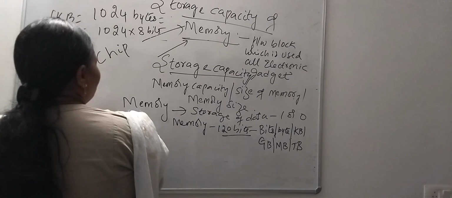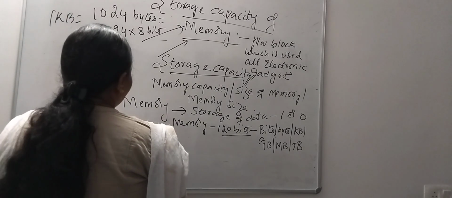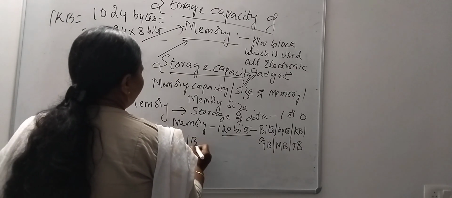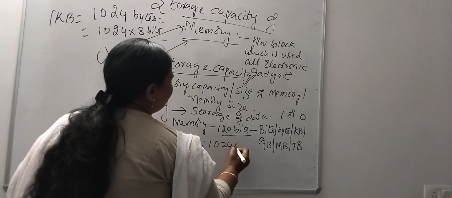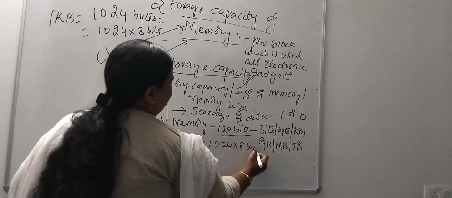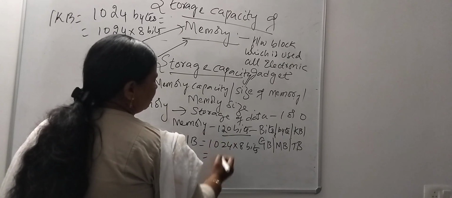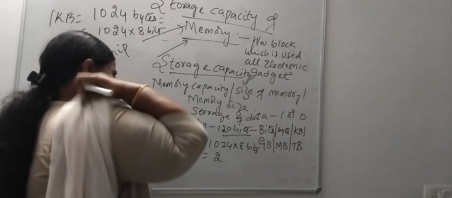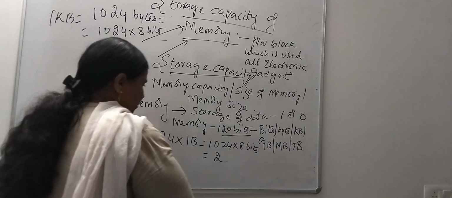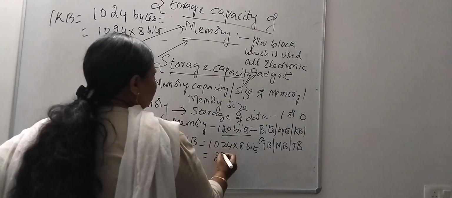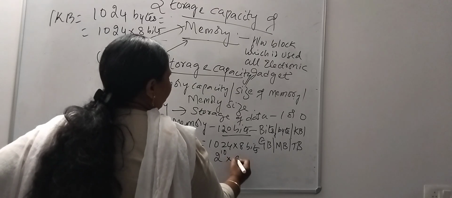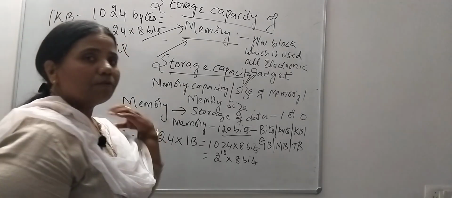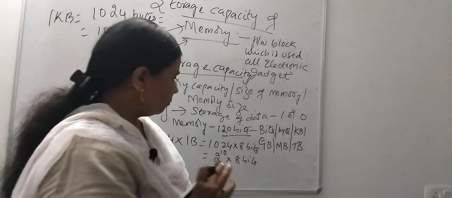And again, how can you take this 1024? 1 KB is equal to 1024 into 1 byte, and 1 byte is equal to 8 bits. If we express it in power form, this is equal to 2 power 10 into 8 bits. So what is the storage capacity of your memory? The storage capacity of memory is equal to 2 power 10 into 8.